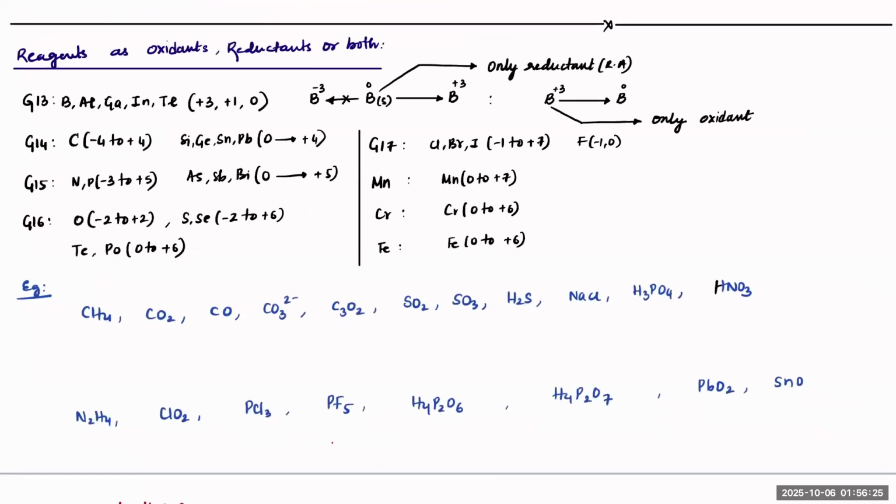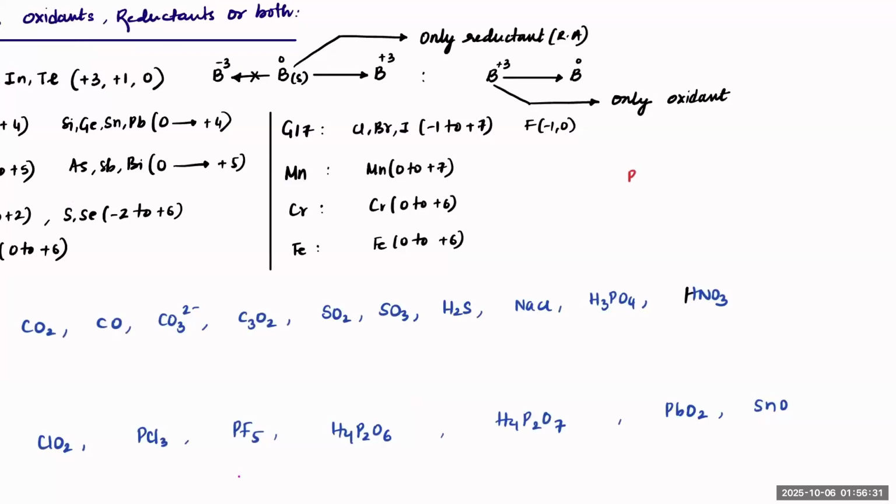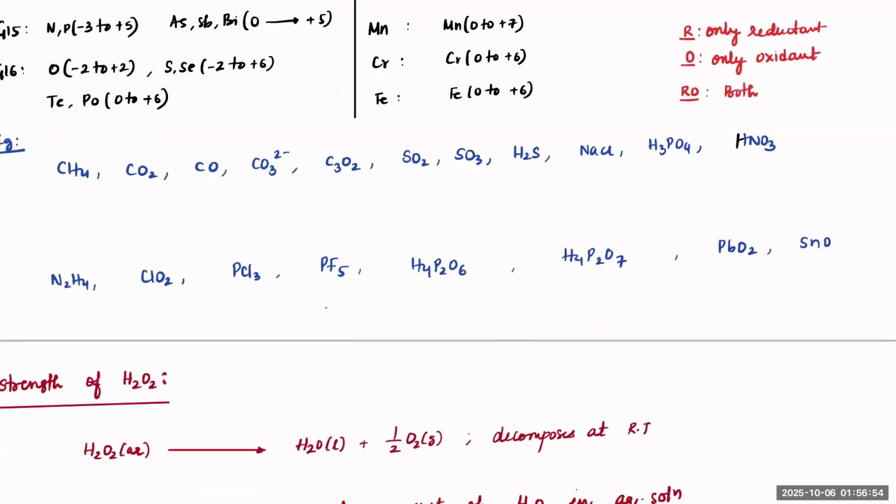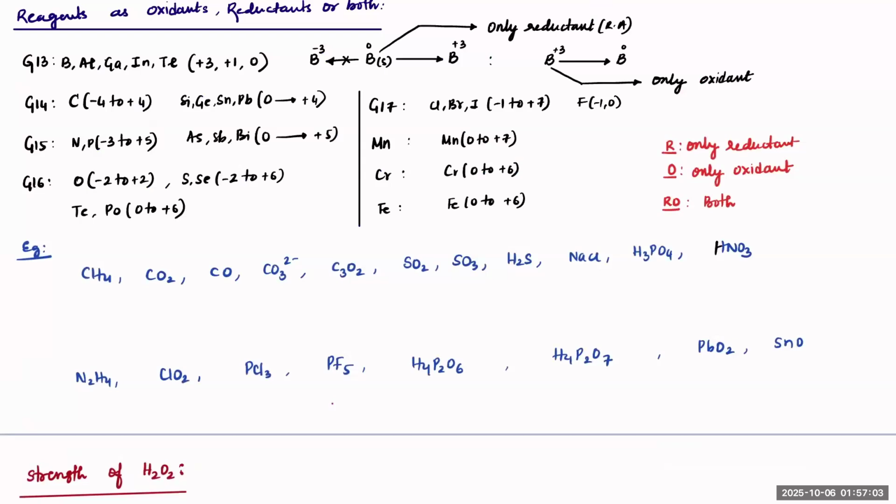Everyone clear with these cases? Now here we'll write three terms. R means only reductant. O means only oxidant. RO means both. Now these are the examples which I gave you. You need to figure out whether they are R, O or RO. Everyone understood what to do? So take a minute's time and check.